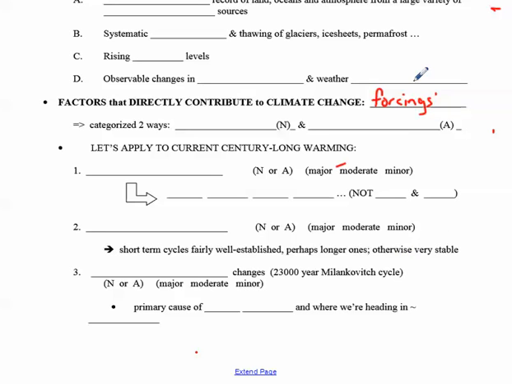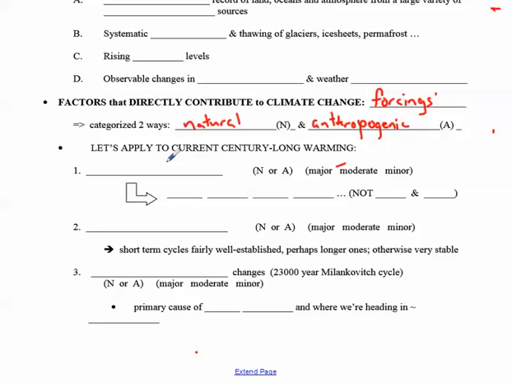Okay, so let's start with the forcings. We're going to break them down into two broad categories. All right, fairly simple, either natural. Okay, that's something that's out of our control. And then there's anthropogenic, which speaks for itself. Okay, so we'll label them N and A.